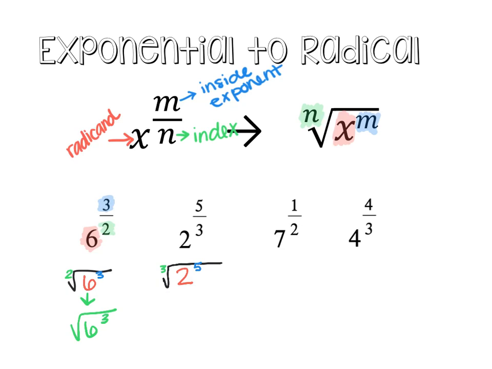Now I want you to try the last 2 on your own before we go over them. All right, so the first thing I'm going to do is draw my radical symbol. I know my base is 7, so that's going to be my radicand. My numerator is 1, so it's going to be raised to the power of 1. And my denominator is 2, so my index is going to be 2. And that's probably just going to be written like this, because a 1 exponent and a 2 index are just assumed. We don't have to actually write those out.